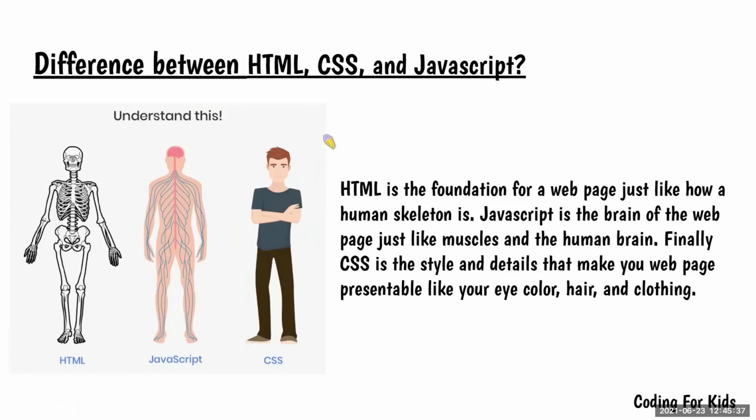CSS is, oh, sorry guys. So CSS is the style and the details. For example, you could see the hair, the eye color, the clothing, the accessories. So that all gives you a more presentable look, and it gives you more details. So that's what CSS does. You can add color with CSS, you can add backgrounds, you can add fun things with CSS, and you can give your website style.